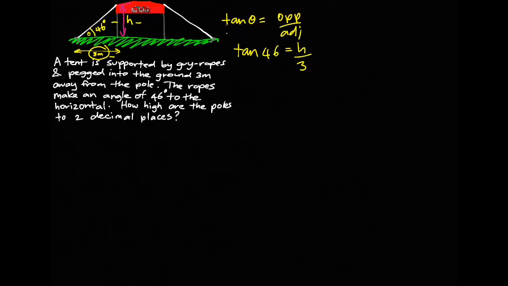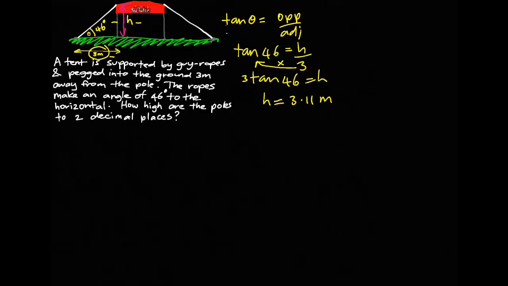Now we've got to get h on its own, so we bring the 3 across to multiply. So 3 tan 46 equals h. And if you use the calculator, making sure it's in degrees and not radians, you get h equals 3.11 metres.